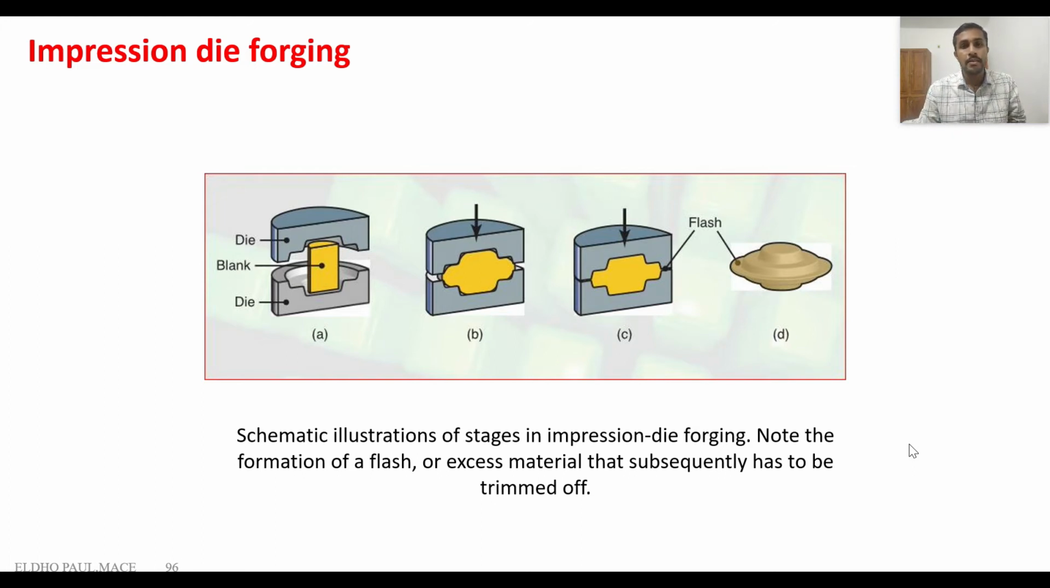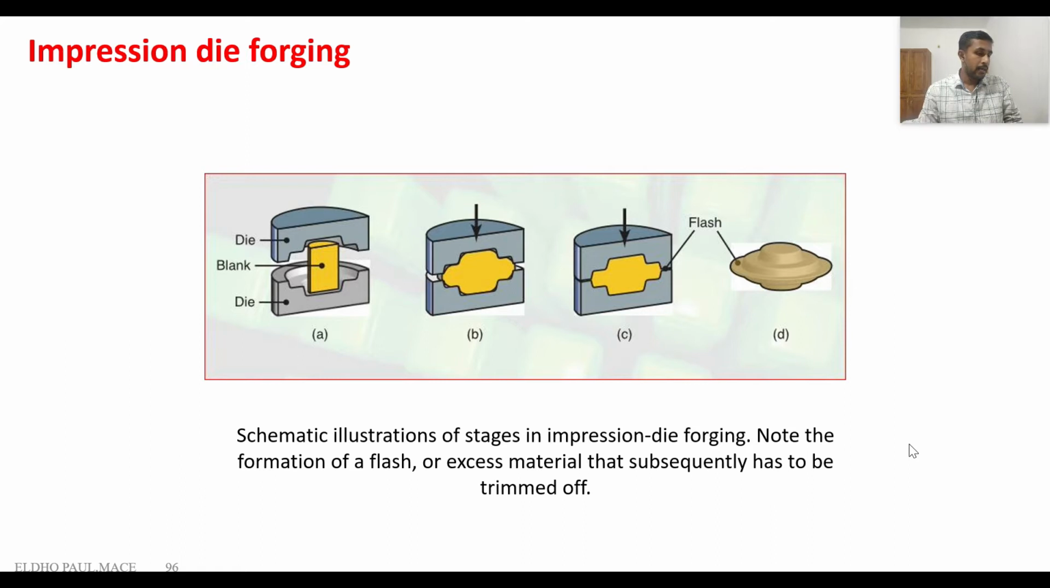So in the last class, we discussed the open die forging, analysis of open die forging. We determined the forging load or the pressure distribution under three cases. And next, in this lecture, I'm going to explain the other two types of forging, that is impression die forging and closed die forging. Then I will explain different miscellaneous forging operations.